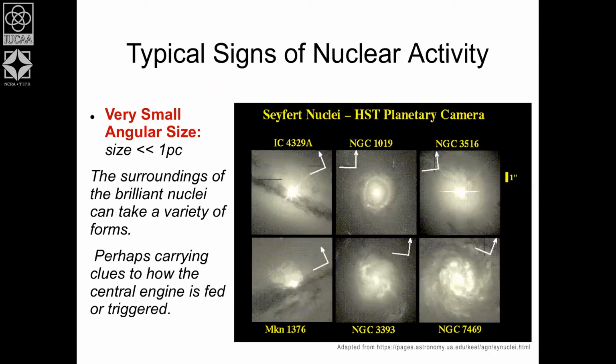Here are the images of the central regions of some of these active galaxies taken with the Hubble Space Telescope. You see a very bright nucleus everywhere. But in addition, there are some structures. So these nuclei are surrounded by a variety of forms. For example, sometimes you see dust lanes. Sometimes you see some kind of a ring here. There are a variety of structures. So we do not clearly understand the origins of these structures surrounding this brilliant nucleus, but probably they may be carrying some clues about how the central engine is actually powered or fed.